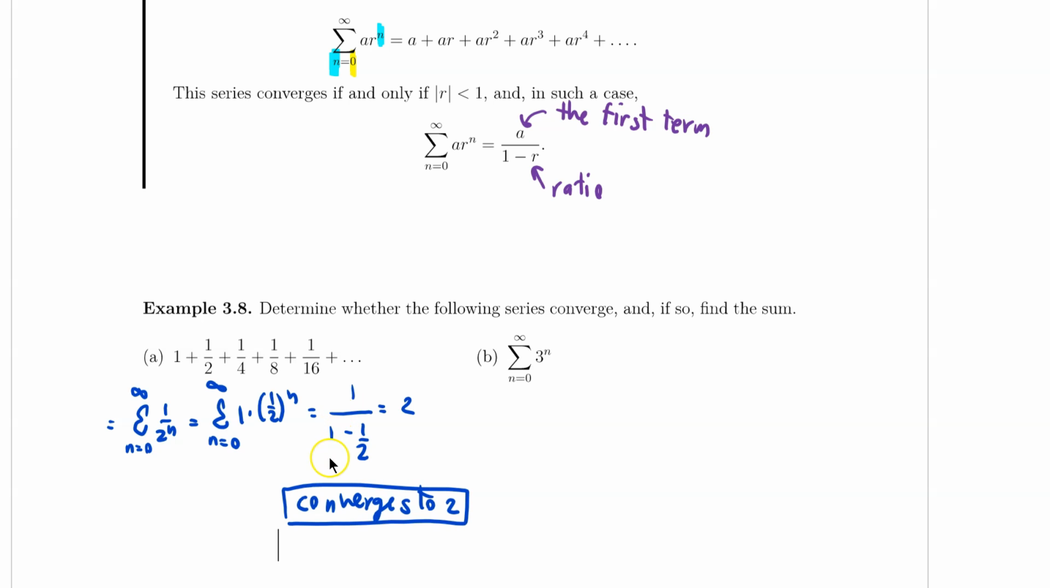Notice how I can also view this formula as being just the first term divided by 1 minus the ratio. So here, my 1 is the first term that we see here. And notice that the ratio from term to term is just going to be 1/2. So that means my ratio down here is just 1/2. So it's a over 1 minus r, where a is the first term and r is the ratio.